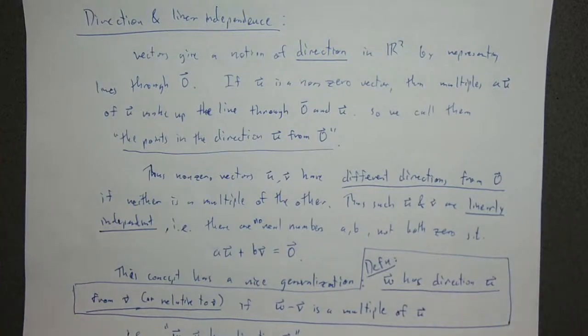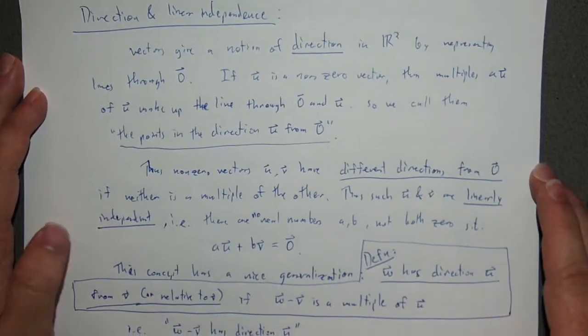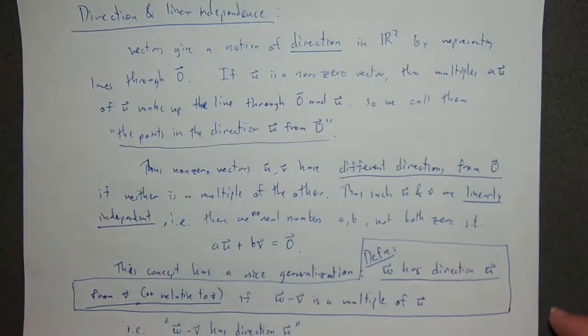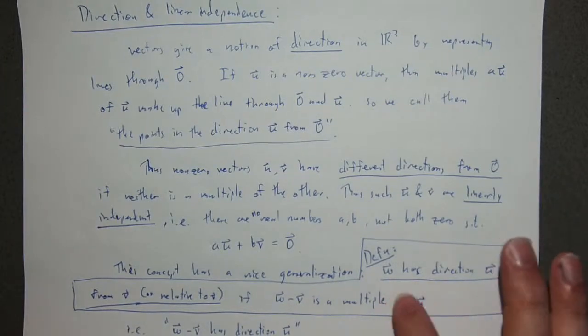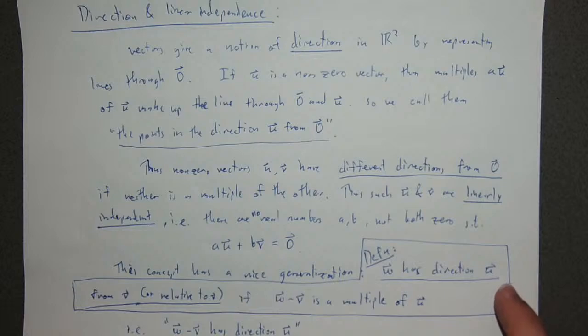This gives us a nice generalization, which is to say that a vector w has direction u, which is also a vector, from v, another vector, or relative to v, if w minus v is a multiple of u. An equivalent way of saying this is w minus v has direction u.